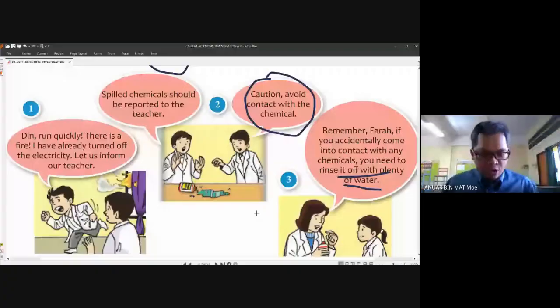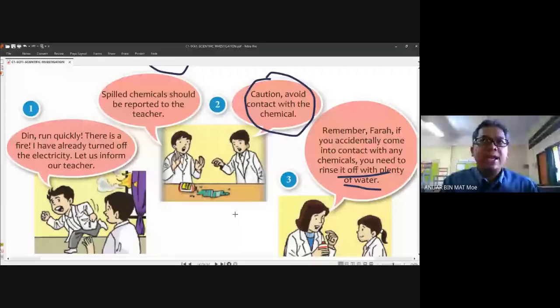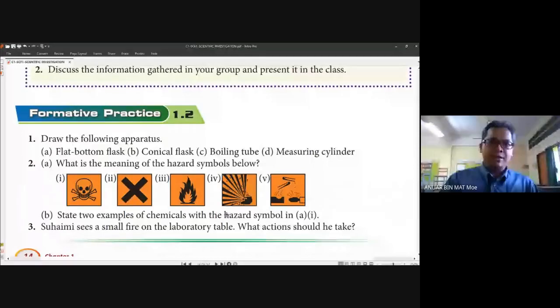Okay, so later, if you are able to come to school, maybe after the PKP is finished, there are about 3.5 hours per week for science. 2.5 hours will be activity in the lab. So most of the time, if you come to school, we will be in the lab. I don't know when. Because the case count right now is very high, we also don't know when you will be able to come to school, but never mind.